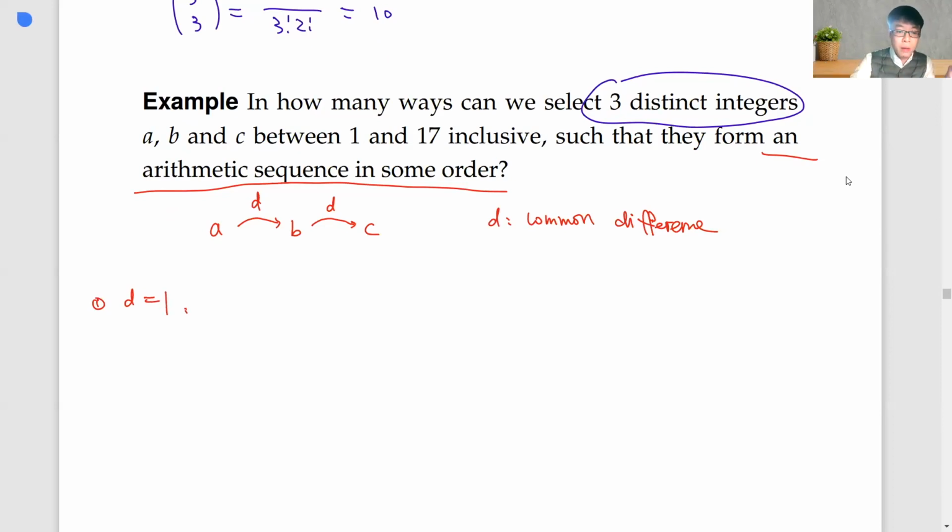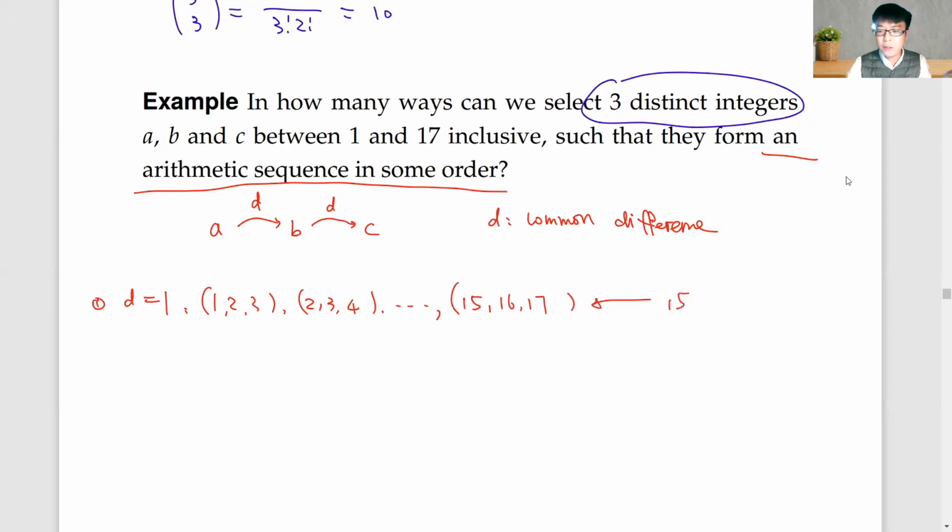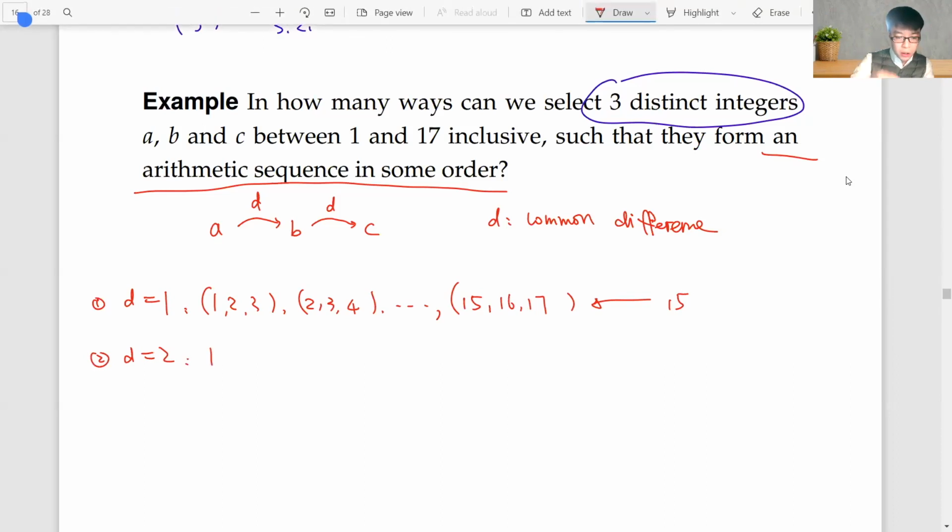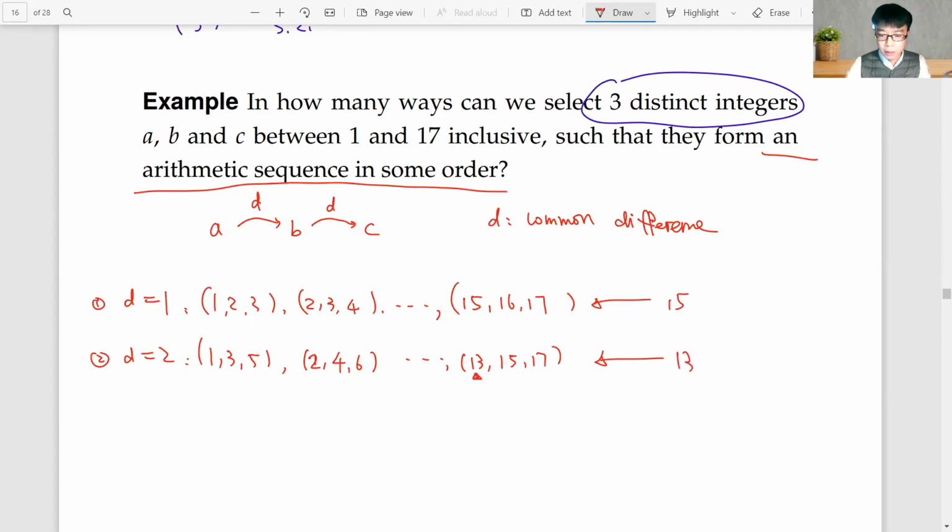Suppose D equals 1. Well, you can discuss 1, 2, 3. That's a case. And also 2, 3, 4. And you just discuss all cases up to 15, 16, and 17. We see there are 15 cases. If you discuss D equals 2, it starts from the smallest one: 1, 3, 5, and 2, 4, 6, and so on, up to 13, 15, and 17. So this corresponds to 13 cases, because you just check the beginning number.